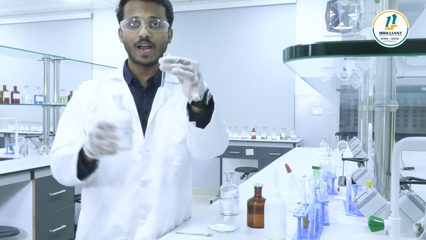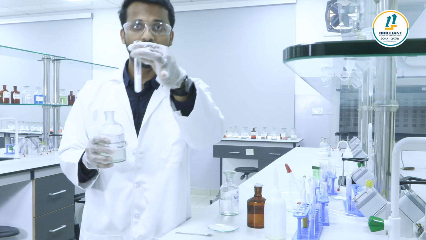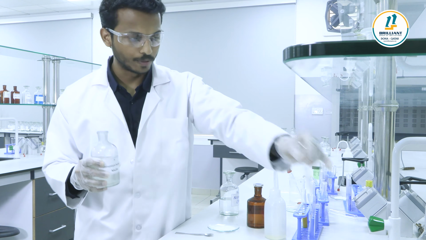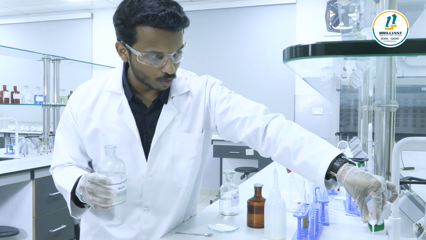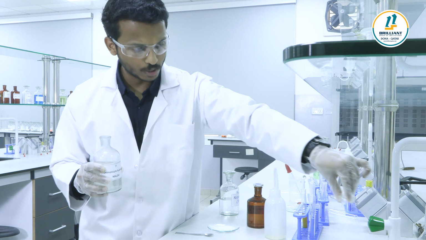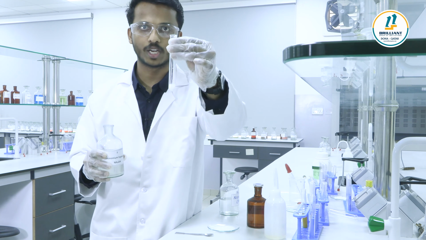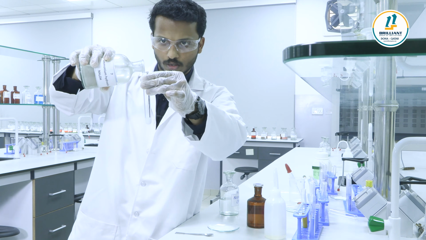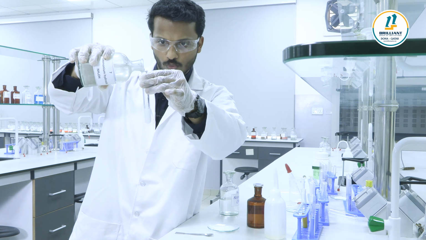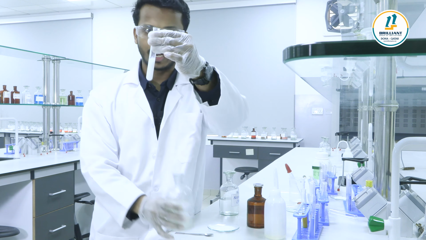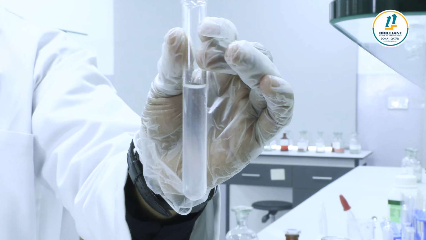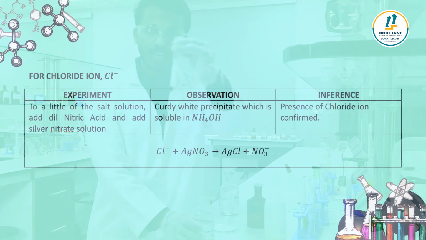If you add more ammonium hydroxide to the entire solution, it may not dissolve, so add only a little amount. Let me take only a very small amount of this portion, to which let me add ammonium hydroxide. See, when you add ammonium hydroxide to this, that white curdy precipitate almost dissolves.